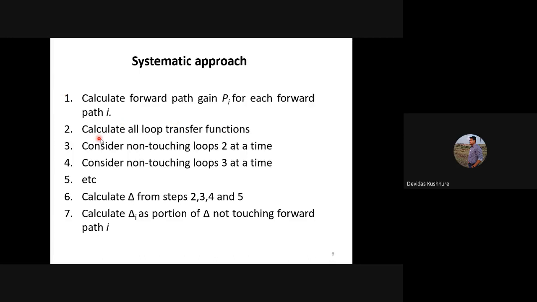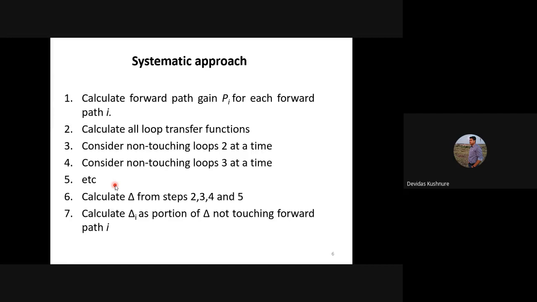Then we have to calculate all loop transfer functions, that is, the gain of the individual loops, in the second step. Then we calculate the product of gains of two non-touching loops. Then we calculate three non-touching loops, and so on. If you have higher non-touching loops, we have to consider them. So this procedure we have to follow.